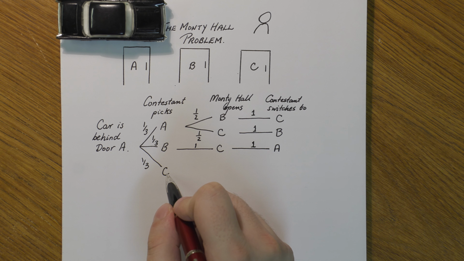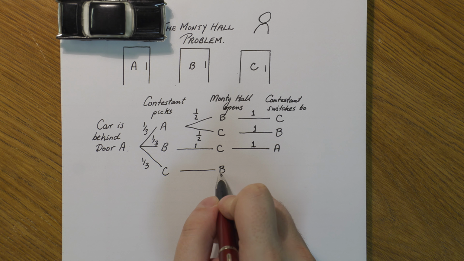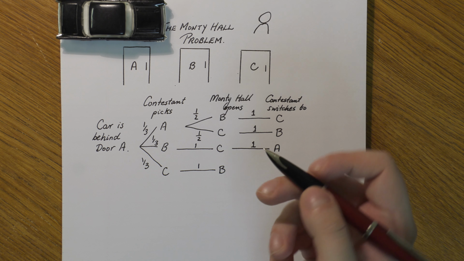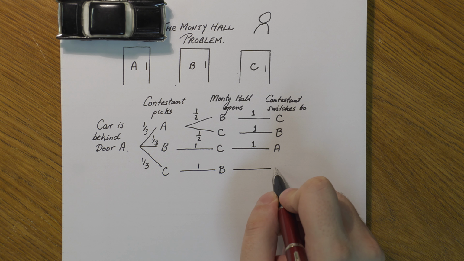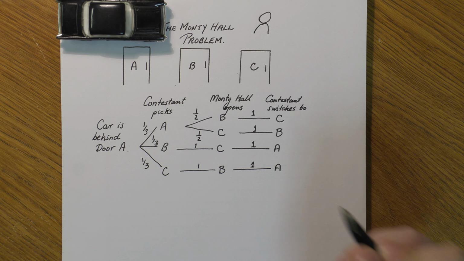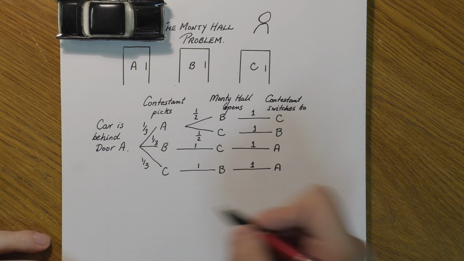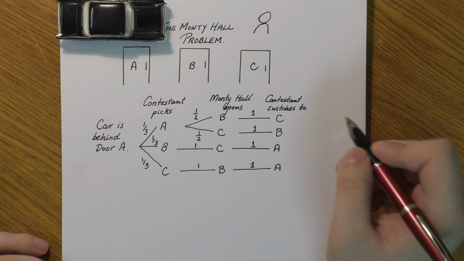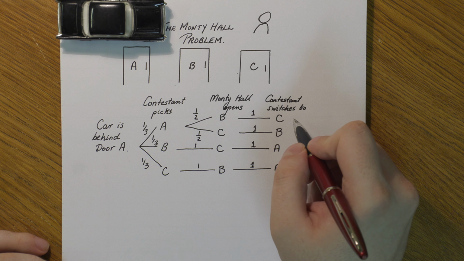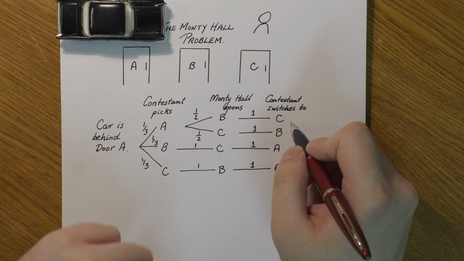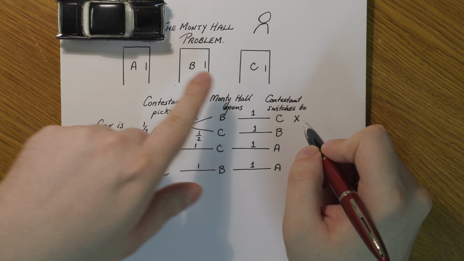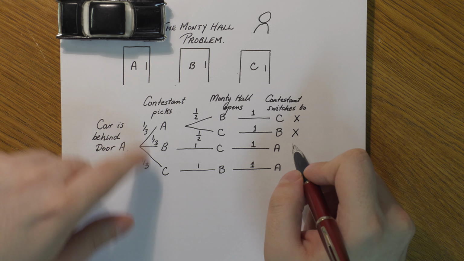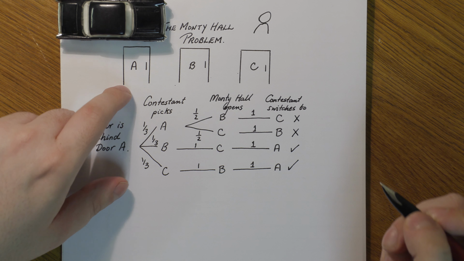And lastly, if the contestant picks C, then Monty Hall has no option but to open B because he doesn't want to reveal the car yet, which means that the contestant has to switch to A. Okay, so we've done this probability tree, and right now, in this case, if a contestant switches to C, they don't win because that's not where the car is. And neither would they win if it was with B because that's not where the car is. But in these two cases, that's where the car is.